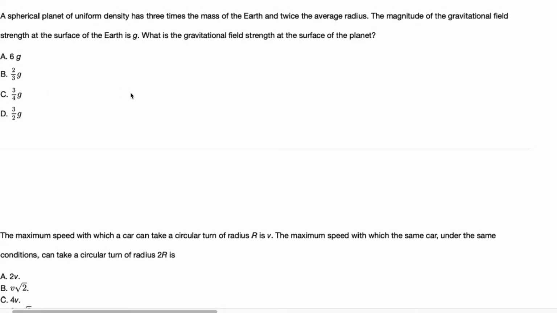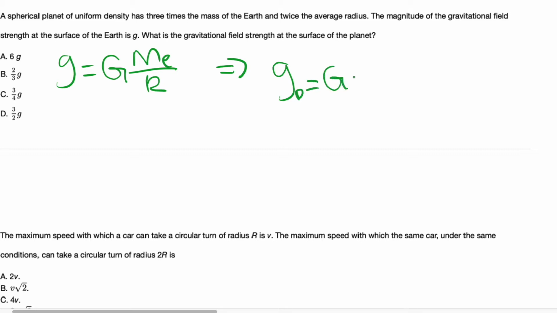A spherical planet of uniform density has 3 times the mass of Earth and twice the average radius. The magnitude of gravitational field strength at the surface of Earth is g. What is the gravitational field strength at the surface of the planet? So gravitational field strength at Earth is equal to capital G, the G constant, times mass of Earth divided by its radius squared. And for the gravitational field strength at the planet, it's going to be equal to G constant multiplied by its mass, which is 3 times the mass of Earth, divided by radius squared. Sorry, here should be r squared.